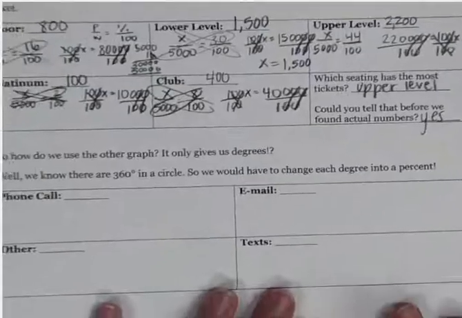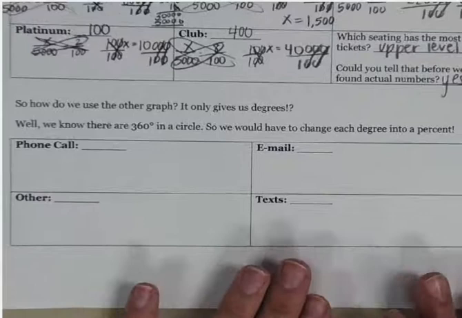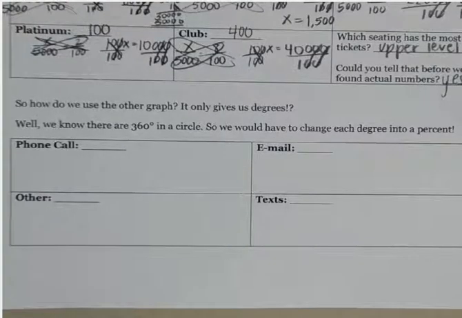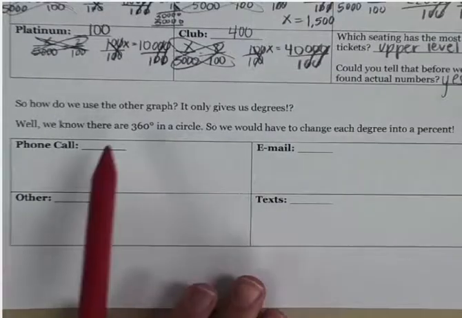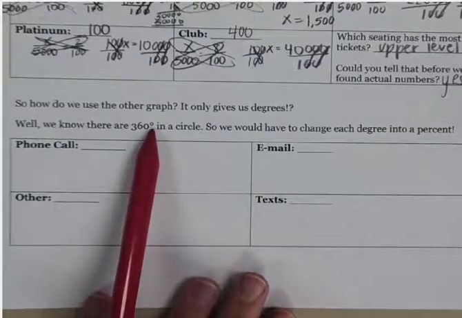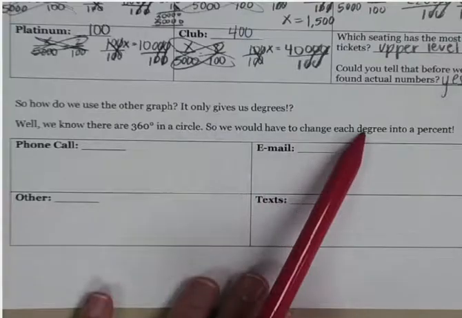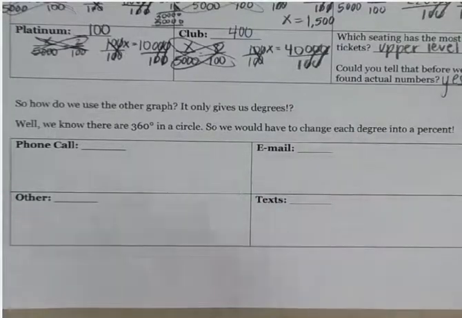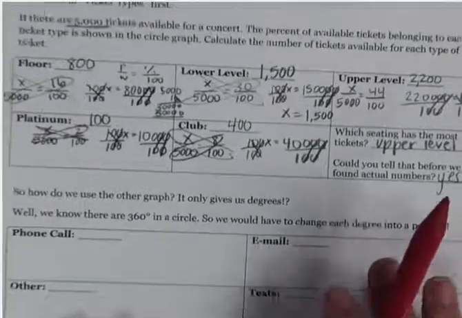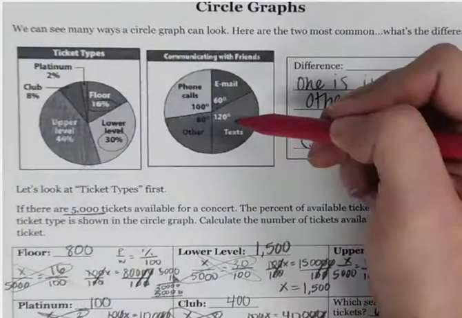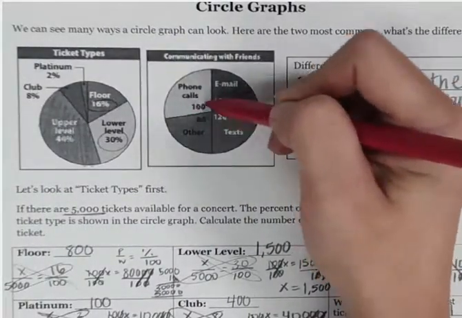Alright, and the last one, and I know this was a longer video, so I apologize again, but how do we use the other graph? It only gives us degrees. Well, we haven't been taught how to use degrees, but we know there's 360 degrees in a circle, so we'd have to change each degree into a percent. Well, how do we do that? Well, I need to figure out what percent 100 is of 360.